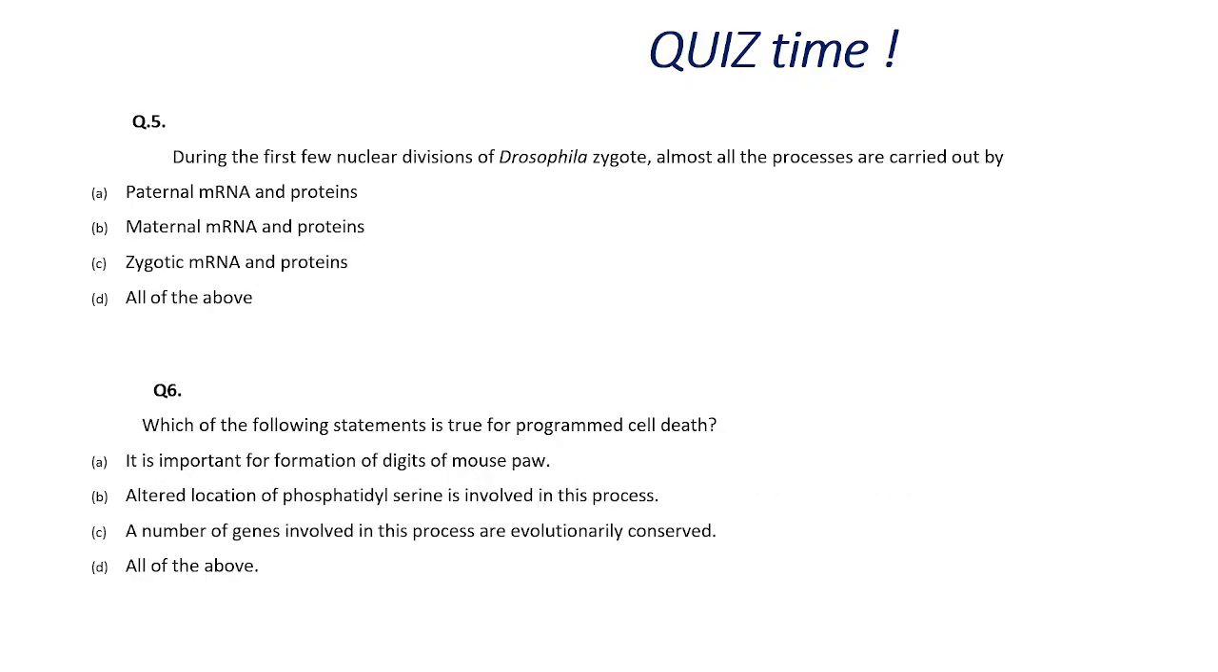Okay, now we'll get into some simpler questions. Like during the first few nuclear divisions of Drosophila zygote, almost all the processes are carried out by paternal RNA and proteins, maternal mRNA and proteins, zygotic mRNA and proteins, and all of the above.